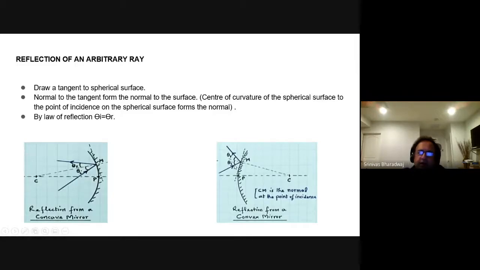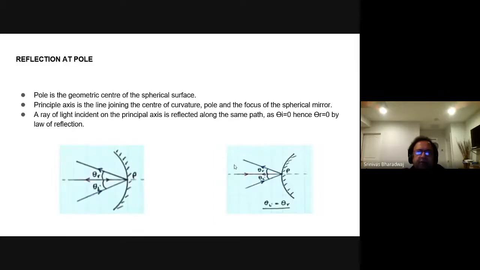Now, when does the mirror produce bigger images and smaller images? That we are going to look at. Under certain circumstances, the image will become bigger. In certain circumstances, the image will become smaller.